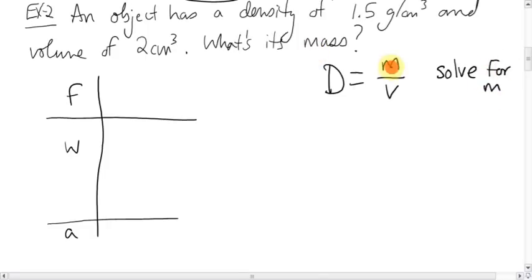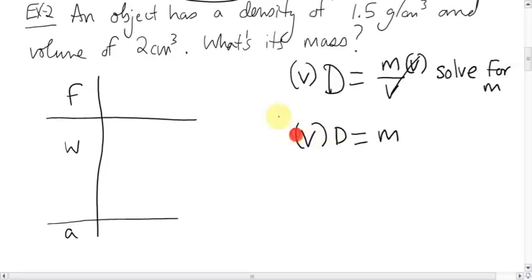We want to get M by itself. Well, what's bugging the M? The V is. What is it doing? It's dividing. How do we get rid of the V? It's dividing. Multiply by V. Do the same to this side. The V's cancel out. You're left with mass is volume times density. And then you can put that formula in here.